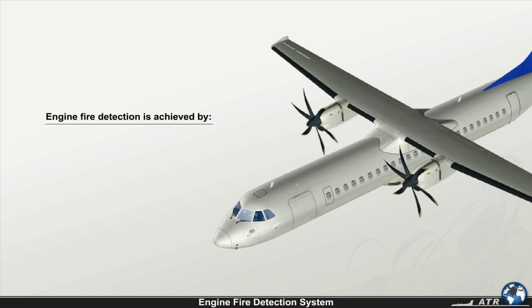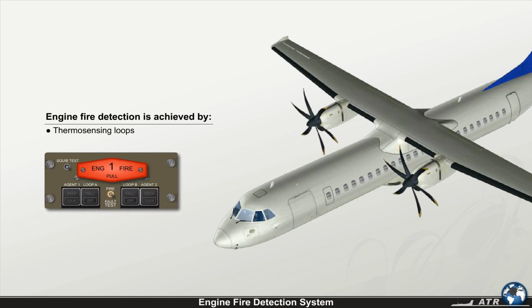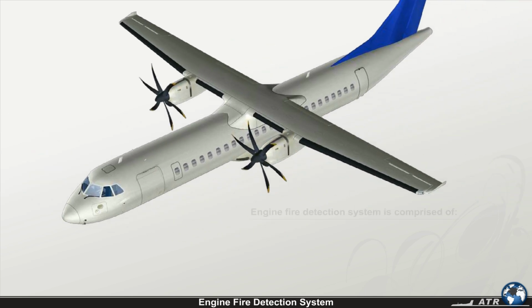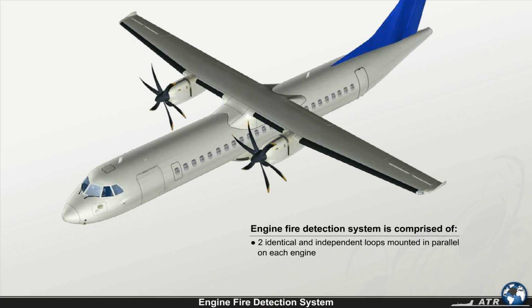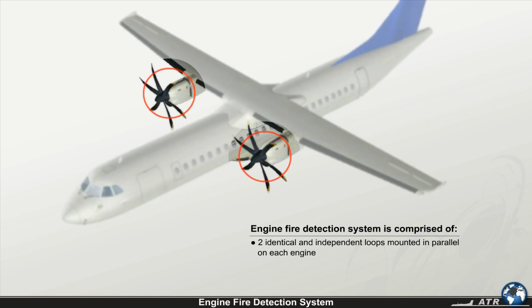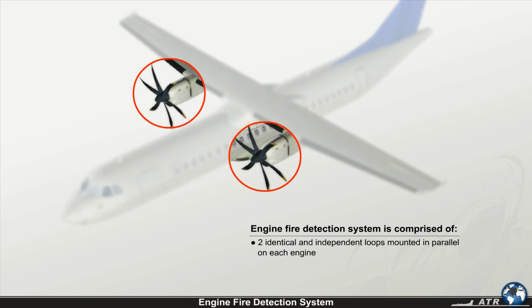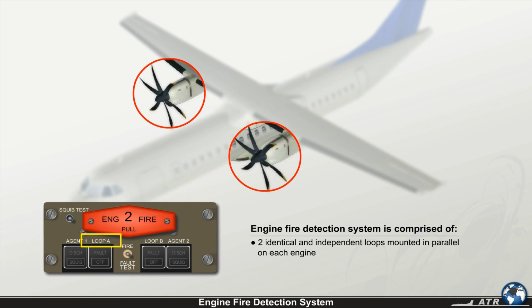Engine fire detection is achieved by thermosensing loops, which trigger the respective engine fire warning if an overheat situation is detected in the monitored area. The engine fire detection system is comprised of two identical and independent loops mounted in parallel on each engine. They are called Loop A and Loop B.